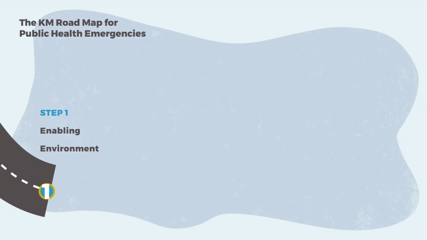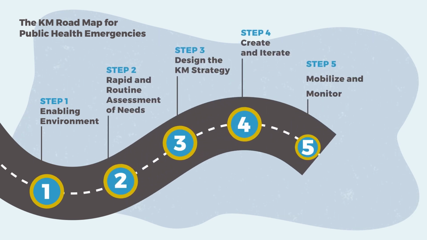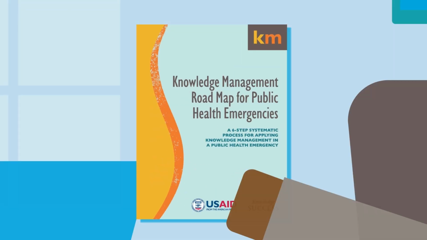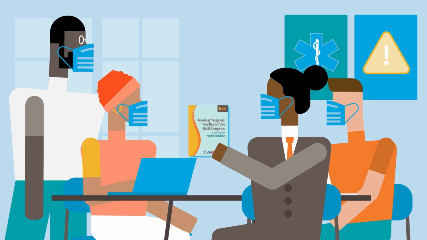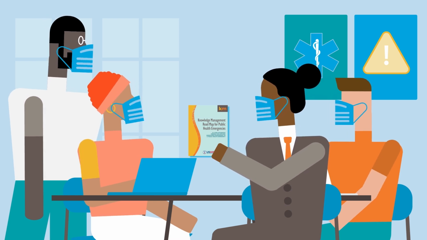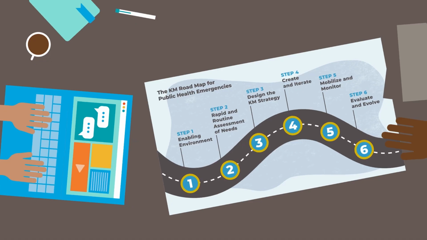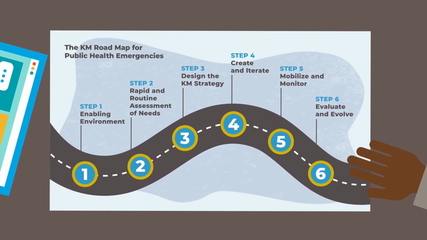The KM Roadmap for Public Health Emergencies, presented by Knowledge Success and supported by USAID, is a guide that walks through a systematic process for using KM during a global health emergency. It was developed for public health professionals, governments, and donors, as well as a KM lead or a KM implementing organization, and can be used before, during, and after an emergency to manage responses effectively and equitably. The roadmap contains 6 steps that help public health professionals improve coordination, avoid duplication of efforts, and share accurate information.